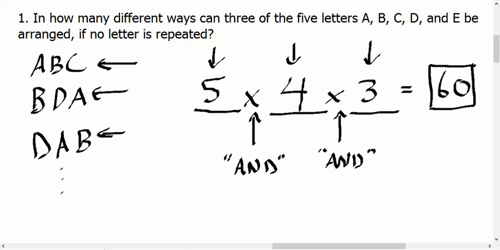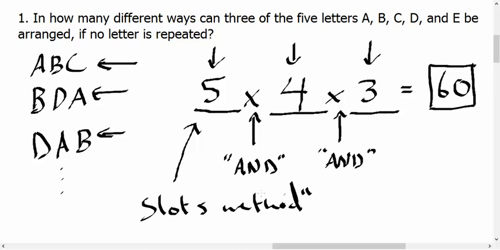All right, now what we did right here, I'm going to give it kind of a name. You can call it whatever you want, but I like to call this the slots method. Right there, the slots method. Basically, I'm saying how many things can go into this slot right here, and the answer would be 5. How many things can go into this slot right here? The answer is 4. And how many things can go into this slot right here? The answer is 3. So that's why I call it the slots method, and it's something that we're going to be returning to quite a lot today in talking about combinatorics. Let's go to our second question.